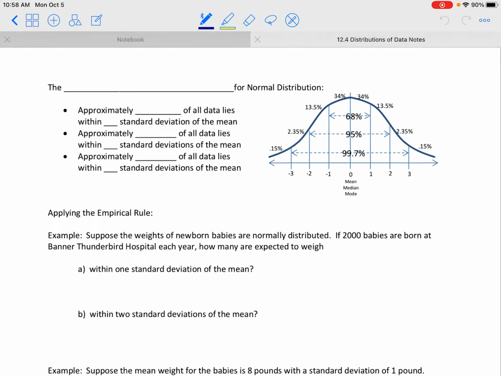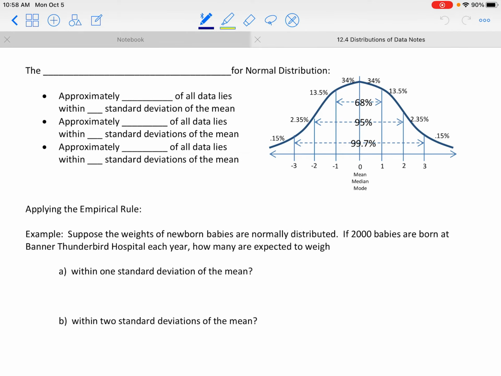So with normal distribution, we have something we can apply called the empirical rule. The empirical rule says not only do we know that the mean, median, and mode are exactly in the middle, and not only do we know that there's exactly 50% above the mean and 50% below the mean, but we know the exact percentages that lie within certain standard deviations of the mean.